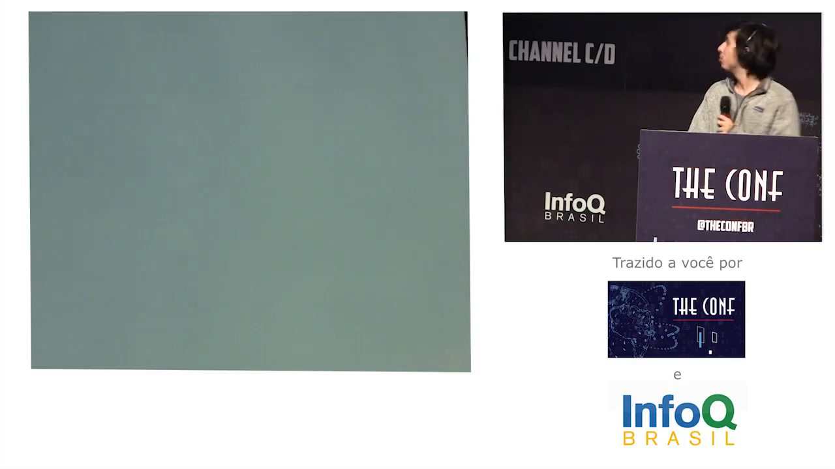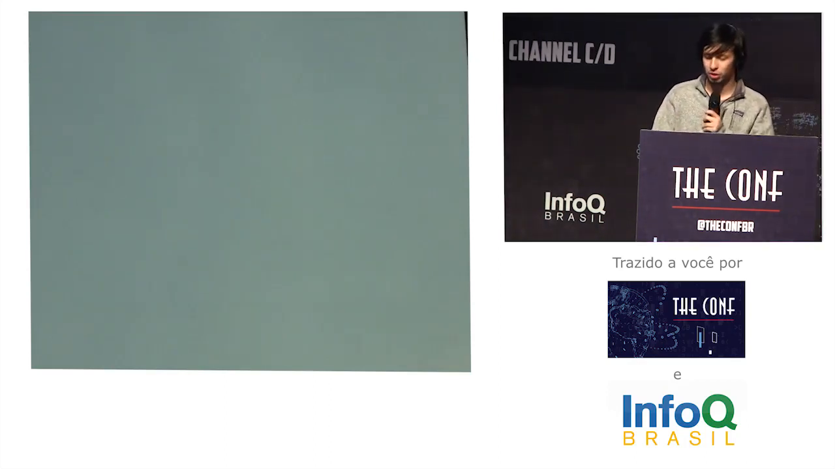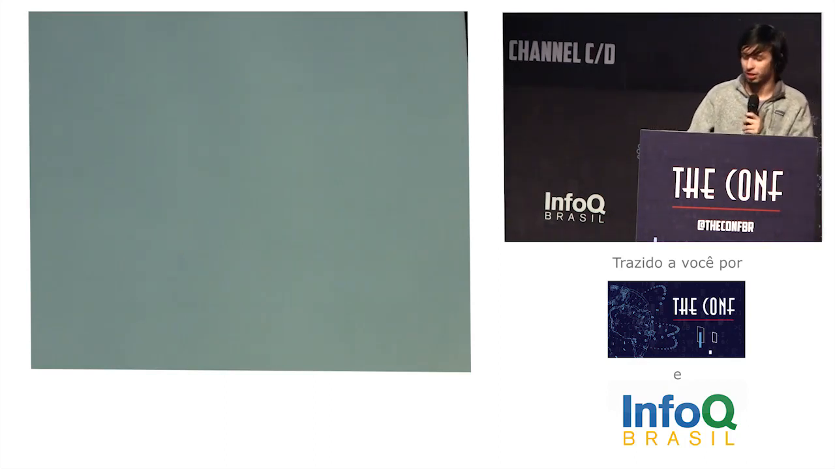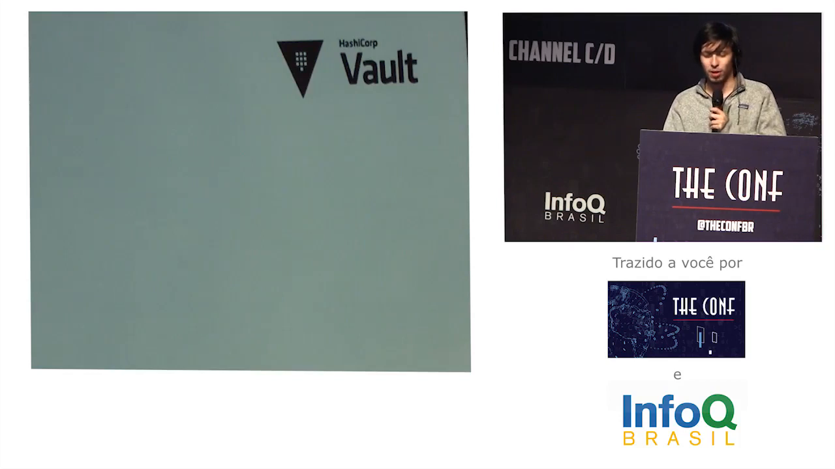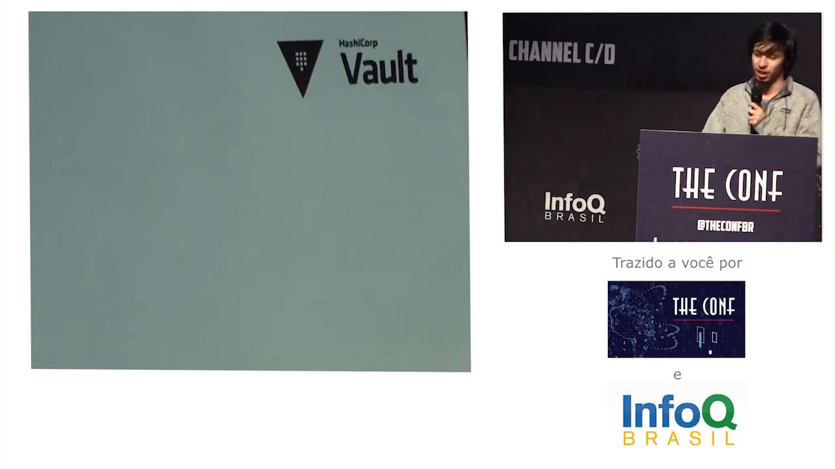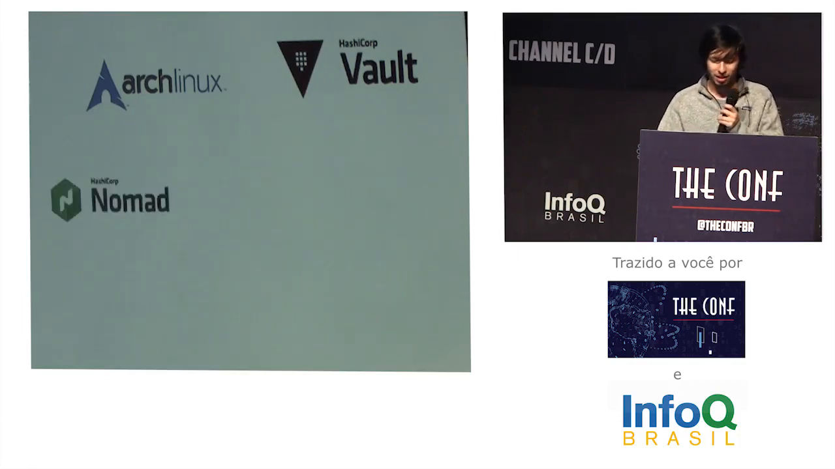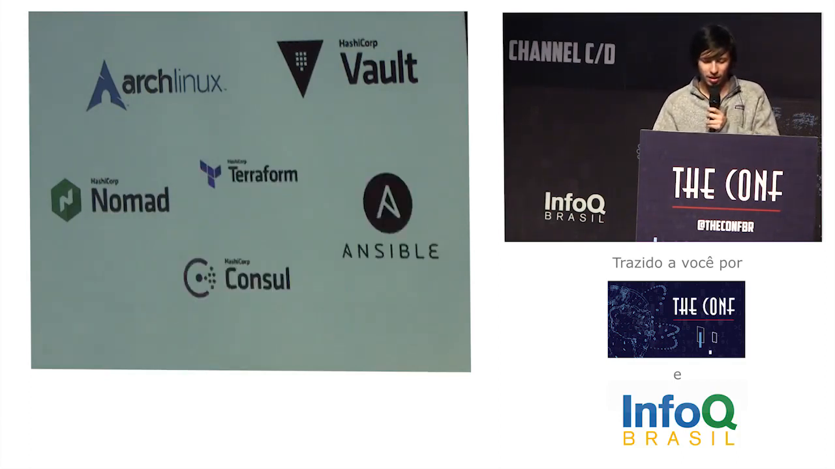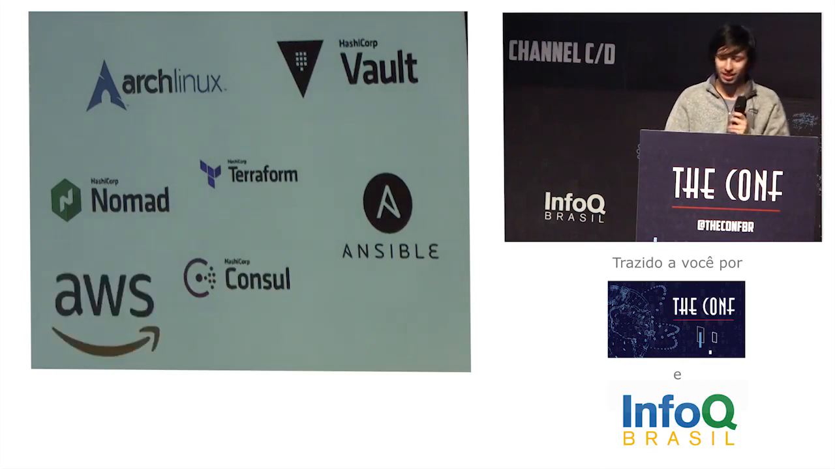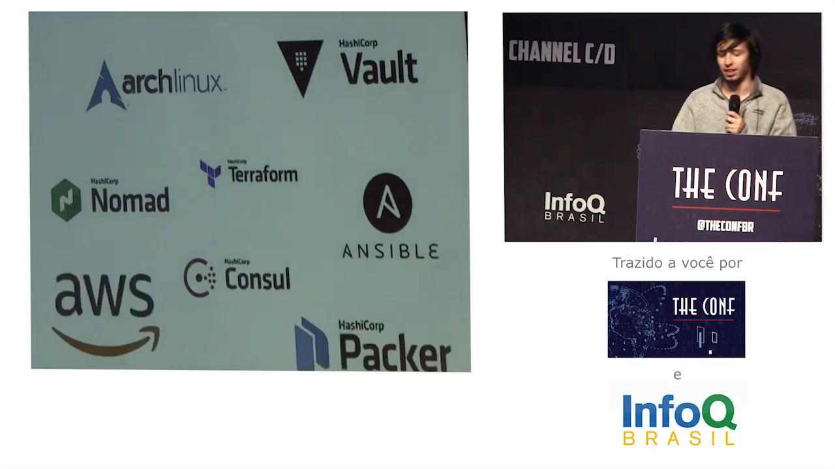So basically what we used here in the whole infrastructure, and I'm going to go over it one by one, we had a lot of software here. So we basically had Vault from HashiCorp. You guys will see a lot of things about HashiCorp here. Arch Linux, yeah, don't get mad at me. We used Arch Linux in production, and I'll explain why it makes sense. Nomad, as well from HashiCorp, Terraform, Ansible, Consul, AWS, of course, and Packer.